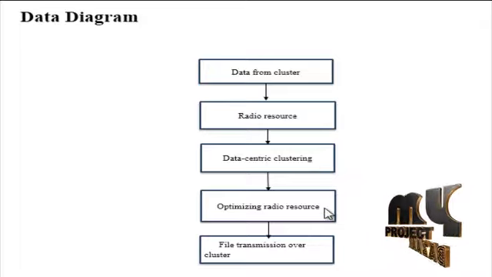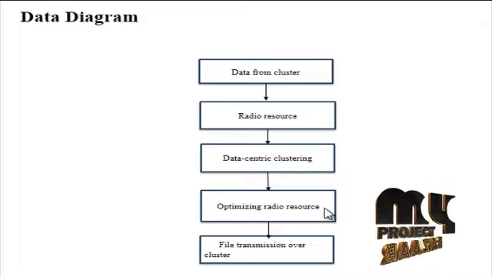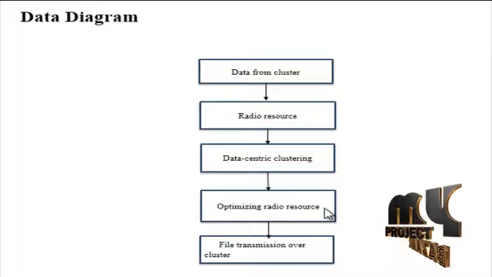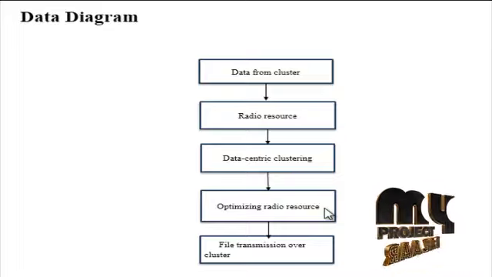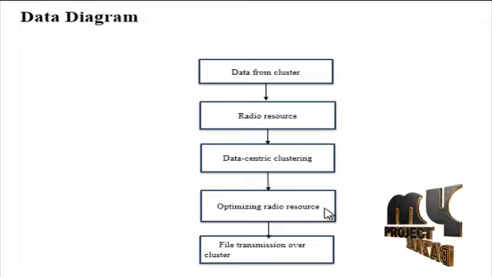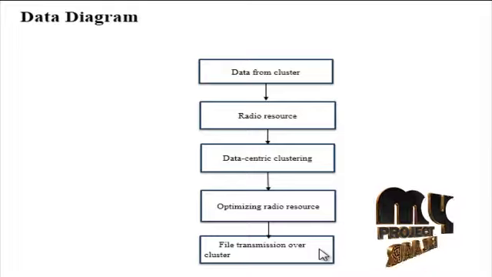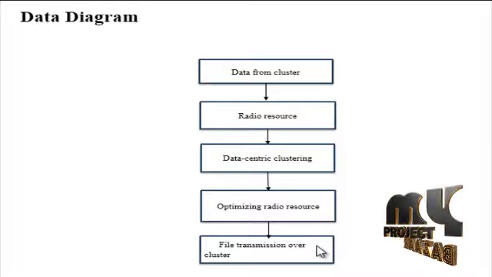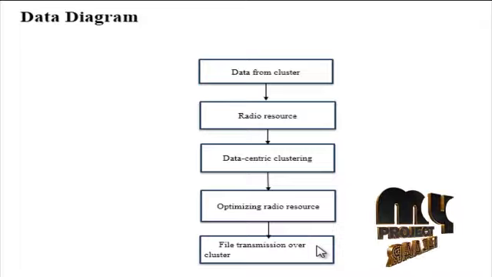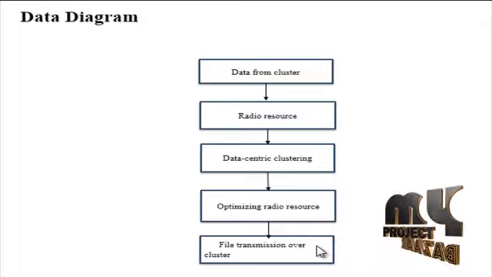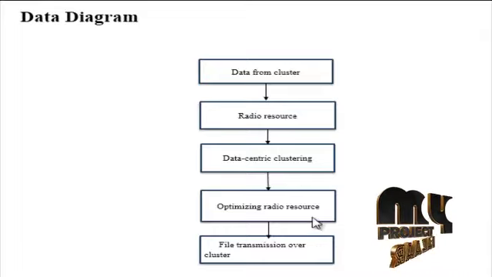The radio resources need to be optimized for every transmission of data, because we need to transmit the data over a radio resource. Then, in file transmission between clusters, the radio resource is used to transmit the data from one cluster to another cluster, which means a group of machines from one cluster to a single machine in another cluster.